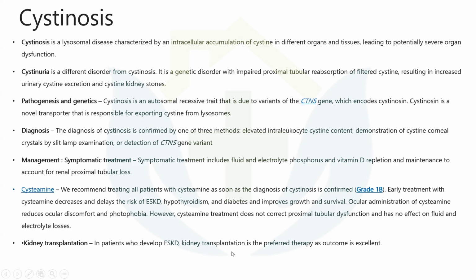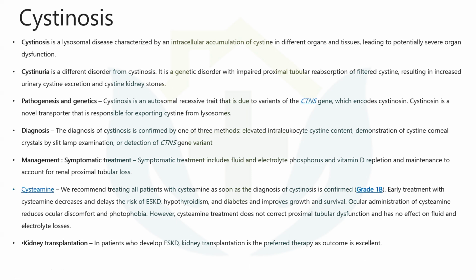So cystinosis is basically an intracellular accumulation of cystine. It's an autosomal recessive disorder, and it's a genetic defect in the CTNS gene, which encodes cystinosin, a transporter which is responsible for exporting cystine from the lysosome. So if it is not able to export it, ultimately it will accumulate inside the cell.